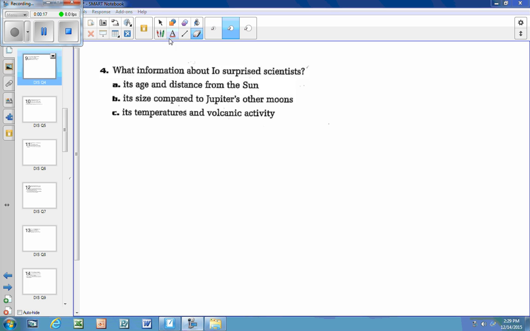Okay, so this question, I'm not sure if it's going to be an inference question or specific details. There isn't any language here that clues me in that I'm looking at an inference. But a key word that I'm looking at is what surprised scientists. So I'm looking for that. Let me go back to my text.